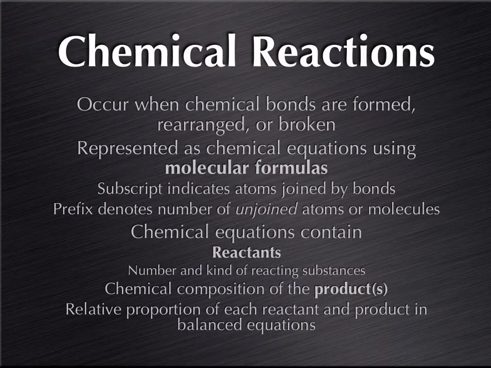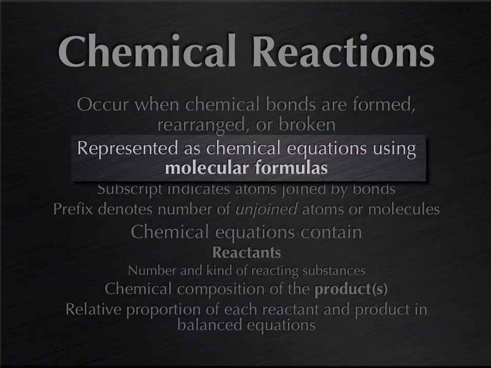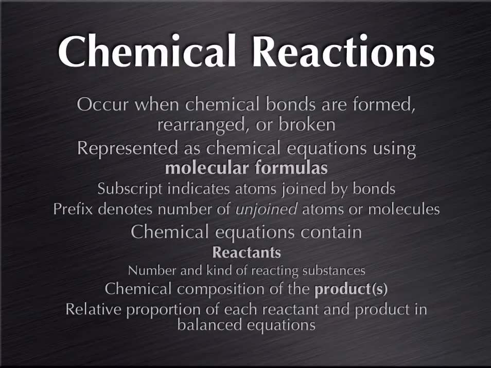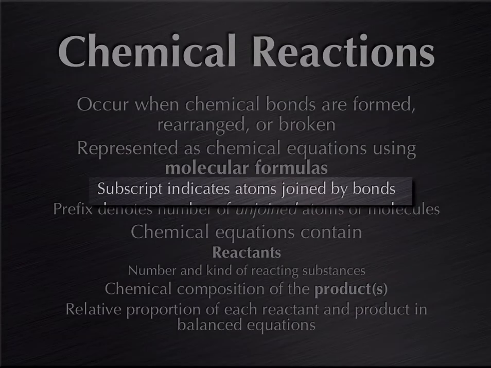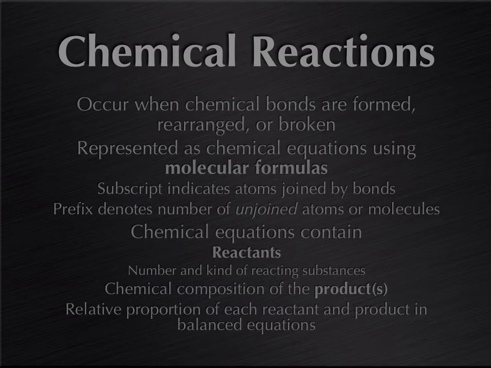These get represented as chemical equations using a particular written style known as molecular formulas. When there's a subscript, a little number written to the side of the atom, it indicates how many atoms are there and that the atoms in this formula are joined together by bonds. A prefix number, a number in front, tells how many unjoined atoms or molecules are around in the equation.